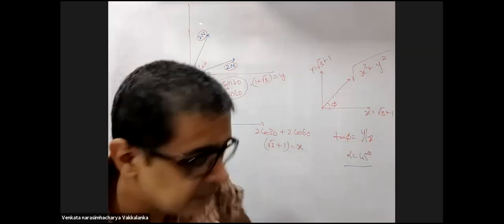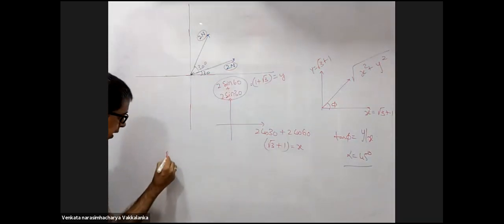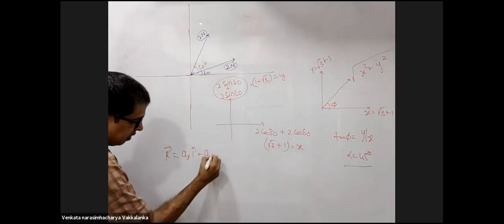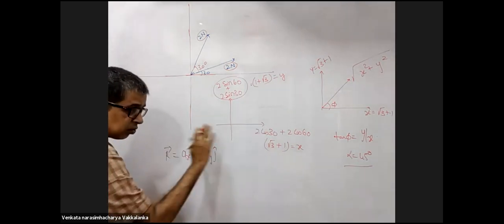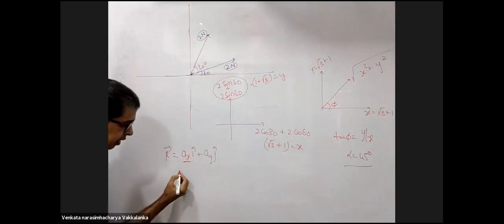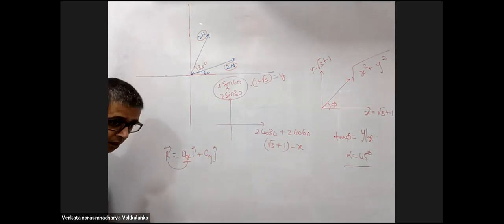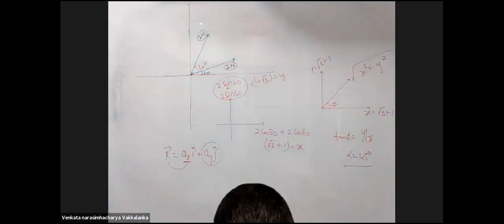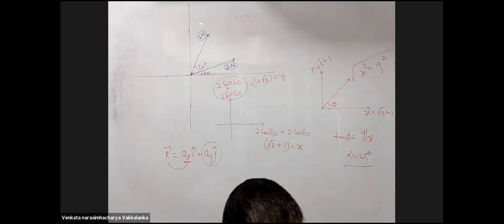A vector r is ax i cap plus ay j cap, if it is in the xy plane. आप ये calculate करके बोल रहे हो it will be equal to r. What logic does that make? It will be root over of ax square plus ay square. Yes, sir.